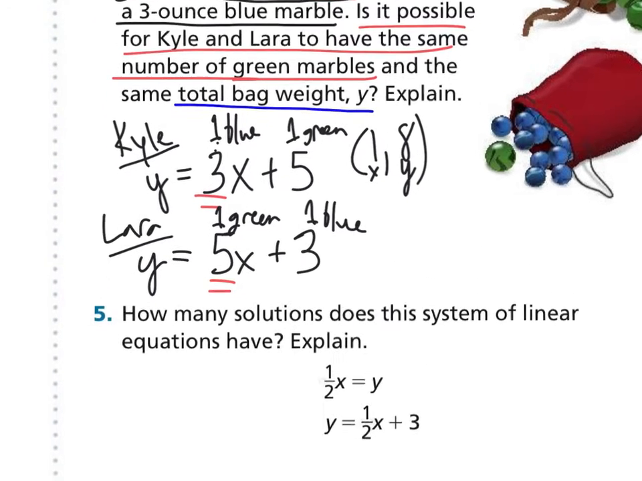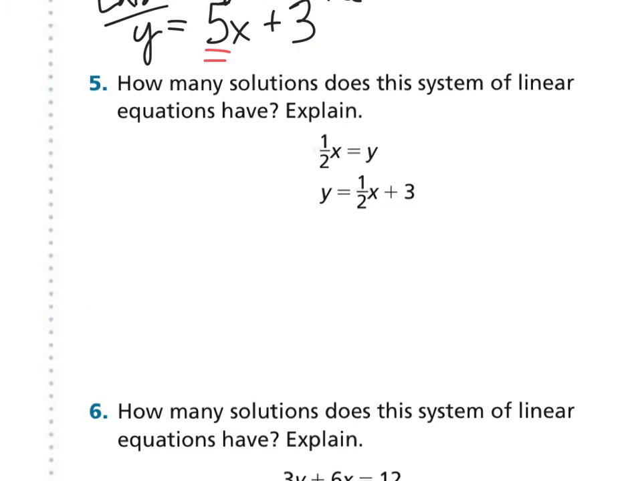If you look at number 5, how many solutions does this system of linear equations have, and explain? The first equation, it's kind of switched around, but if these are equal, we just switch the sides and they're still equal. y equals 1/2 x. Then at that point, both of the equations are y equals something. So we should be able to tell what our slopes are, what our y-intercepts are, and then we can tell how many solutions we have.